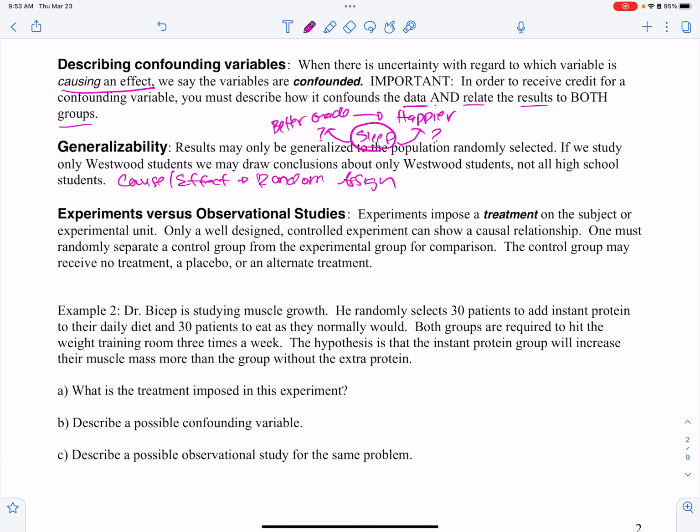Experiments versus observational studies. The only thing you have to say for that is if it's an experiment, there is treatment, and then I want you to state the treatment. If it's an observational study, you'll just say it's an observational study and there is no treatment.